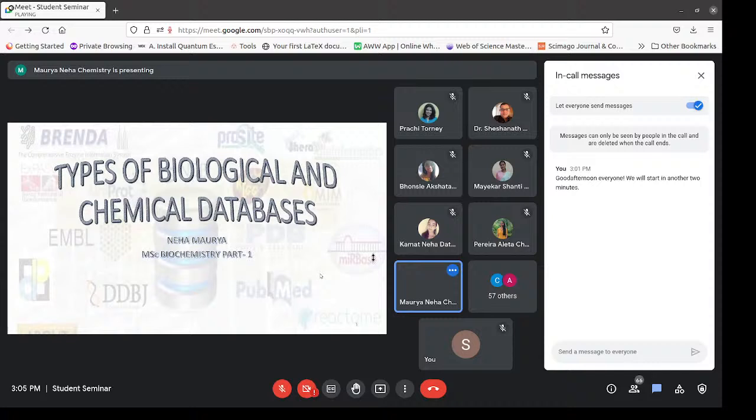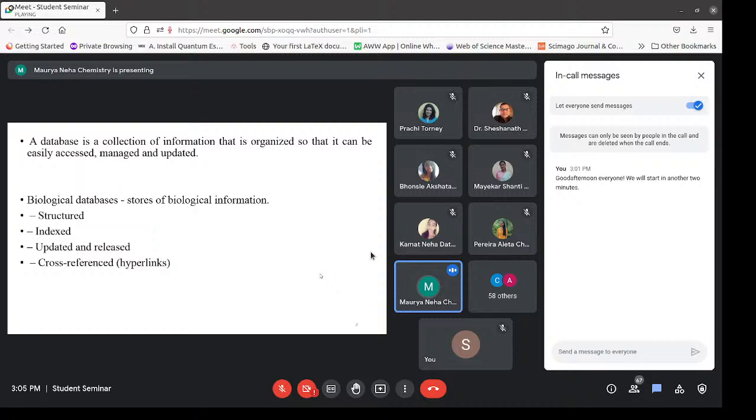To start with the definition, a database is a collection of information that is organized so that it can be easily accessed, managed, and updated. So a biological database basically contains and stores most of the biological information. It is structured, indexed, and updated, released, and also contains cross-references along with hyperlinks.